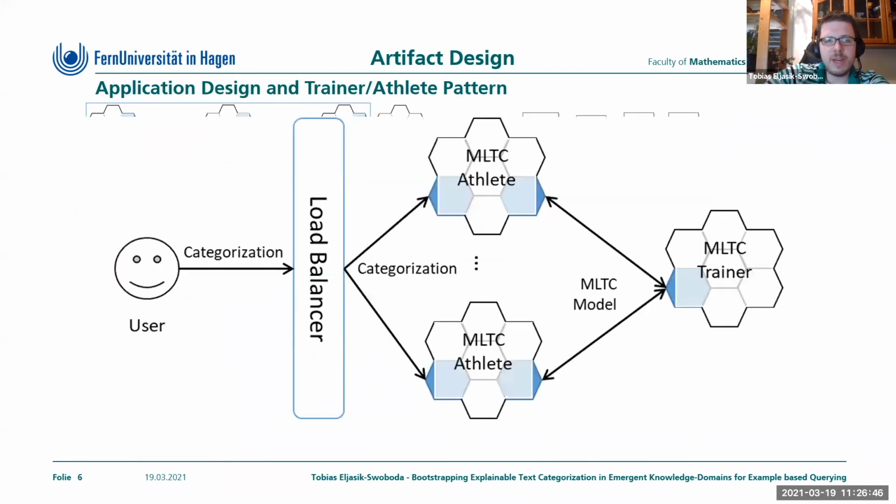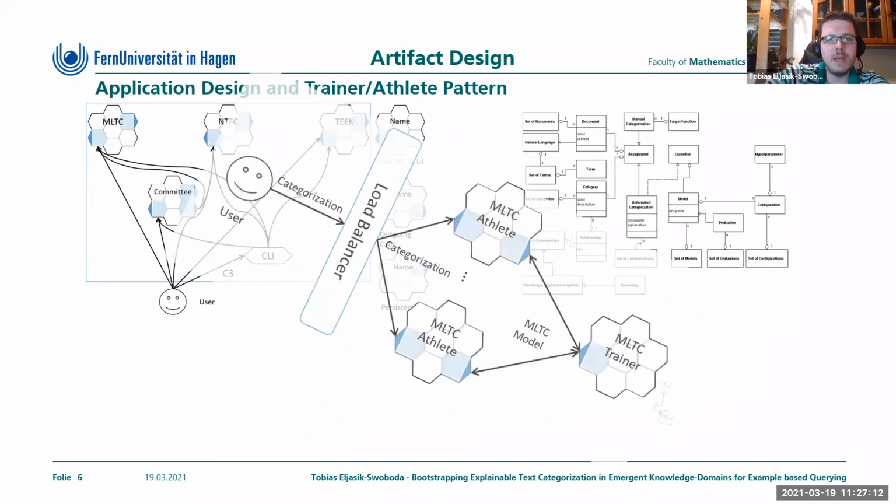What you see here is a trainer-athlete pattern. To the best of my knowledge, before this work, there was no pattern for machine learning-based text categorization in microservices. So the trainer-athlete pattern follows the common CQRS pattern for microservices and splits up the generation of models from the application of models into individual services, which are loosely coupled and communicate with the model interface, where they exchange the model data that's being used.